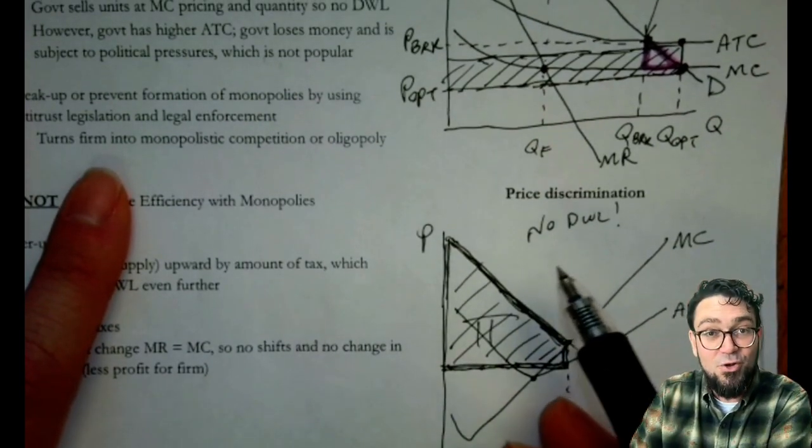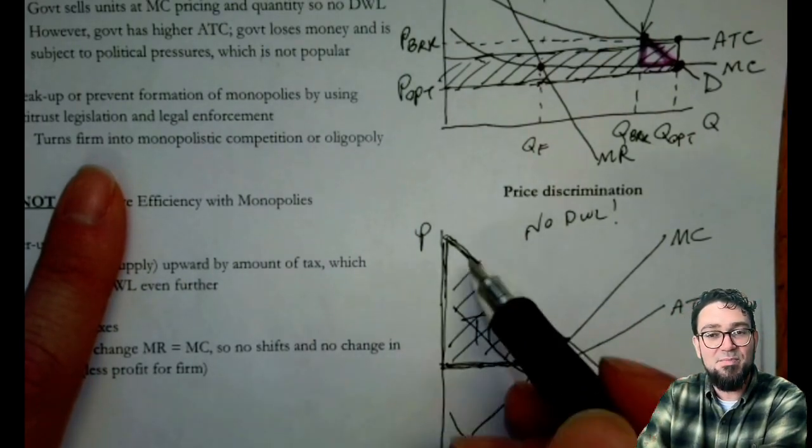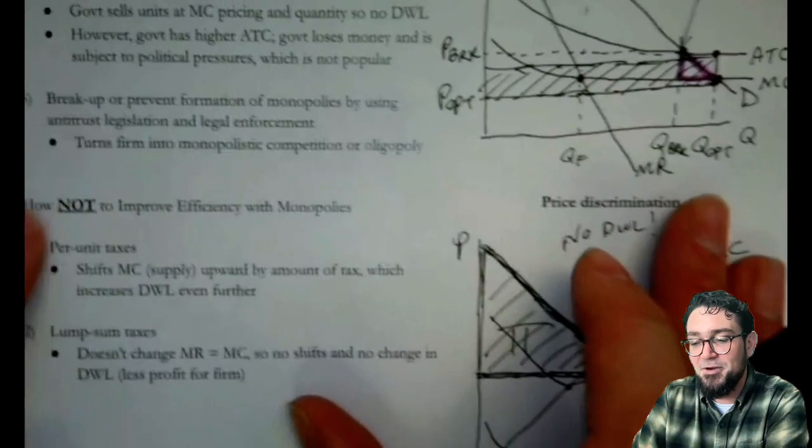And firms want to do it already. So that's kind of like, well, we're getting the right number of transactions, but it makes everybody pay exactly what they're willing to pay. And so they don't feel very good about those transactions. I don't know if your feelings matter in that sense.